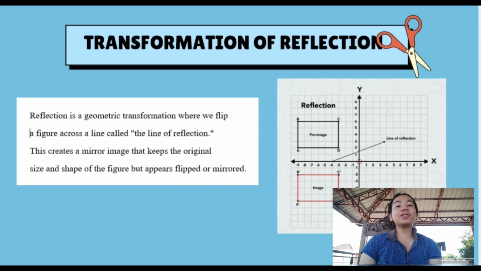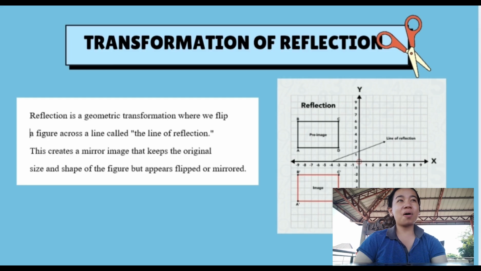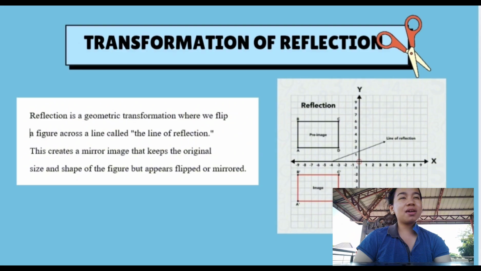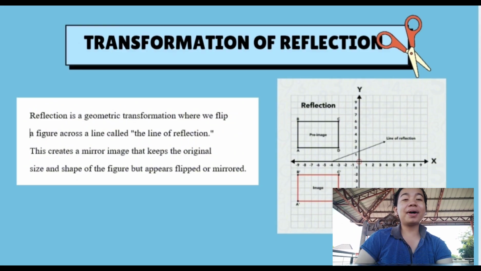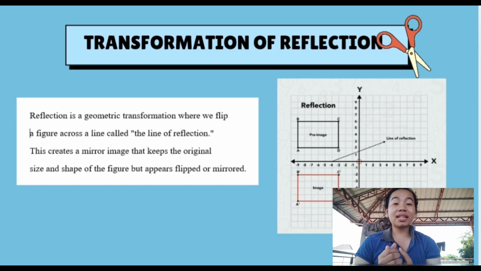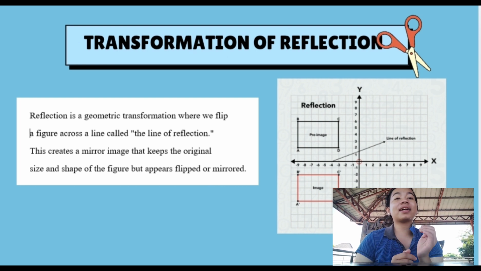Now let us move on to the transformation of reflection. Reflection, we know that it is common in our daily life. It could be in a mirror, it could be in something that reflects light. But a reflection in geometry is a geometric transformation where we flip a figure across a line called the line of reflection. So in this transformation of reflection, there is a line of reflection involved because it determines where the reflected image would be.